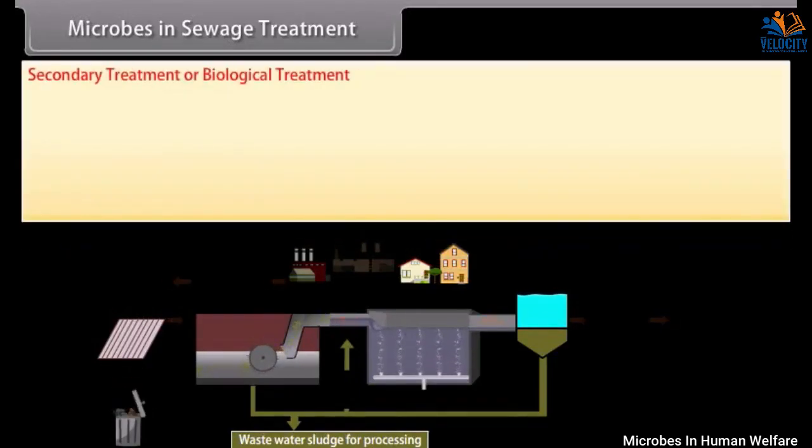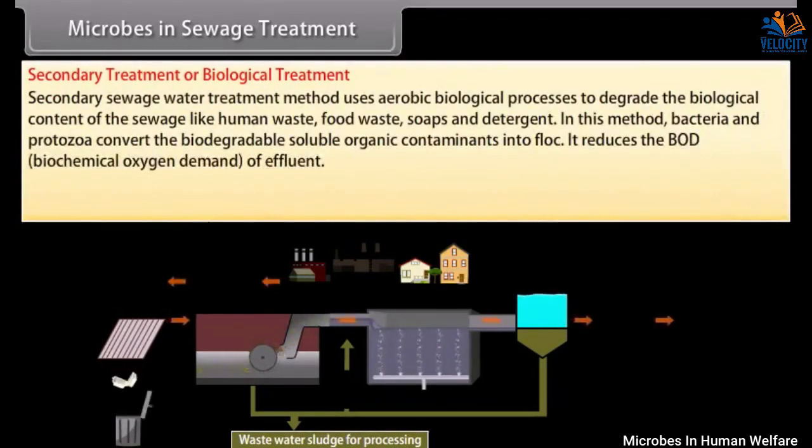Secondary treatment or biological treatment. Secondary sewage water treatment uses an aerobic biological process to degrade the biological content of the sewage like human waste, food waste, soaps and detergent. In this method, bacteria and protozoa convert the biodegradable soluble organic contaminants into floc. It reduces the BOD, that is, biochemical oxygen demand of the effluent.